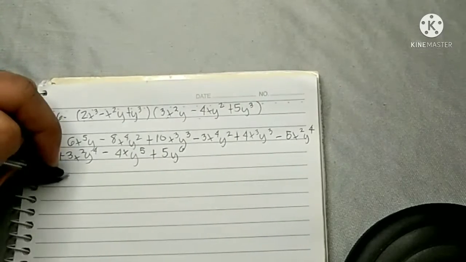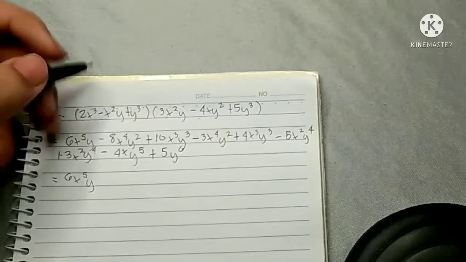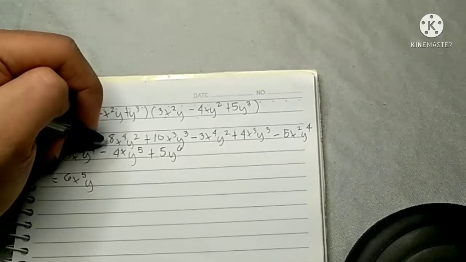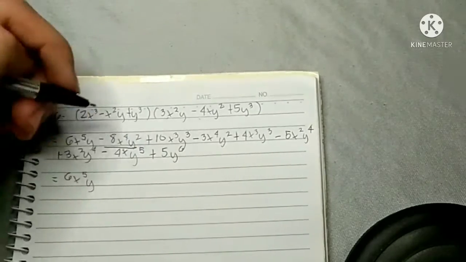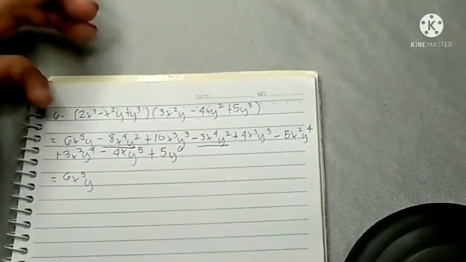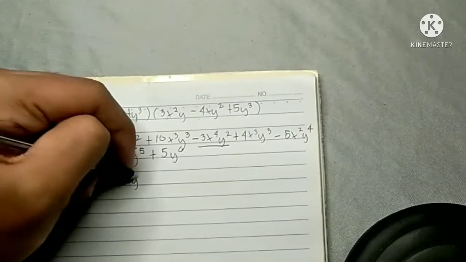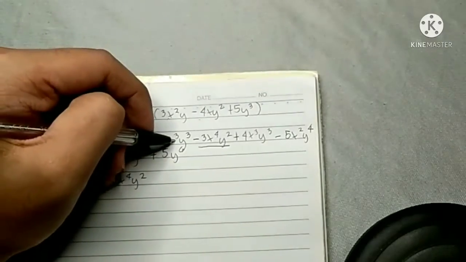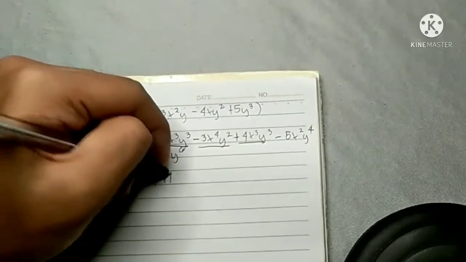So we get the 6x raised to 5. Then we have here the negative 8x raised to 4y raised to 2 can be combined with negative 3x raised to 4y squared, and it will get negative 11x raised to 4y squared. Then we have here the 10x cubed y cubed, and the positive 4x cubed y cubed can also be simplified, and we will get 14x cubed y cubed.